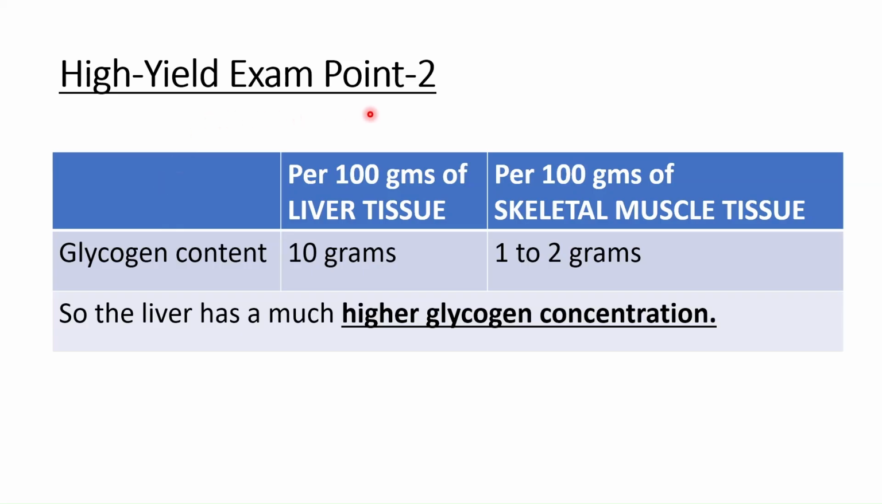So the second high yield exam point is about the glycogen concentration. What do you mean by that? Per 100 grams of liver tissue, the glycogen content is 10 grams. So 10 divided by 100, 0.1. Then per 100 grams of skeletal muscle tissue, the glycogen content is only 1 to 2 grams, 0.02 or 0.01. So when we are talking about the glycogen concentration, it is much higher in the liver compared to skeletal muscle.